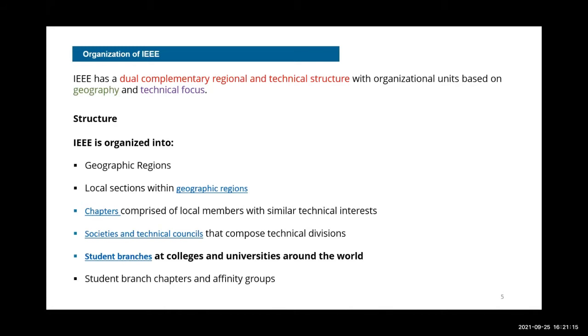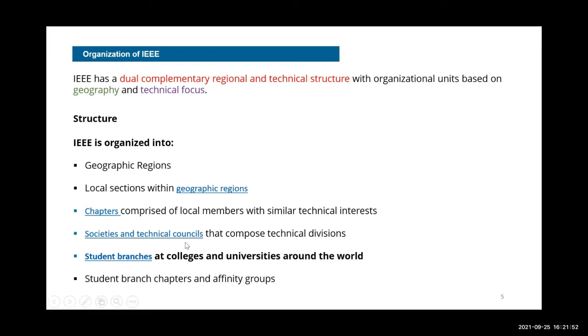So before I became the counselor here, I was a counselor for an IEEE student branch in Saudi Arabia, that is part of region 8. Now within each region there are local sections. Now the Sri Lankan section is one of them. So India, there is a section, right? And then under those sections there are chapters, right? In Sri Lanka there are several chapters comprised of local members with similar technical interests. So a chapter for communication, a chapter for computer engineering, like that.